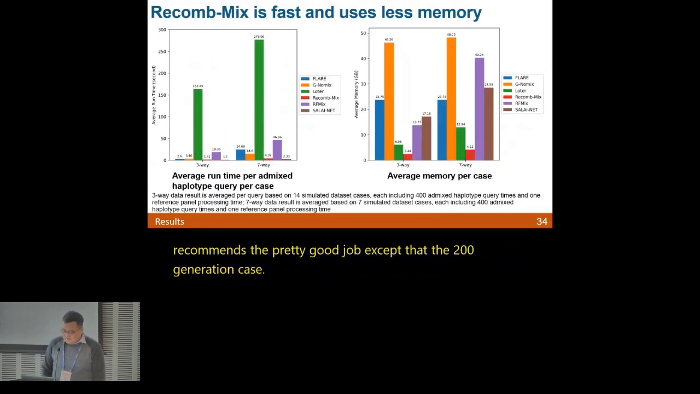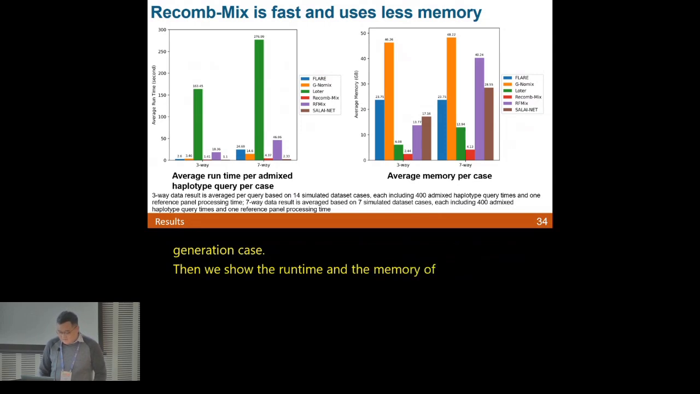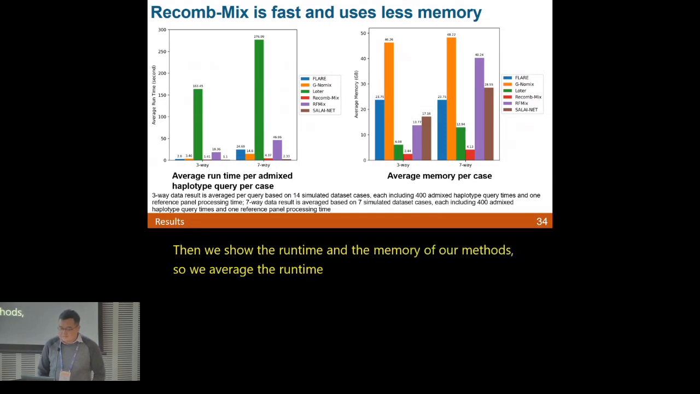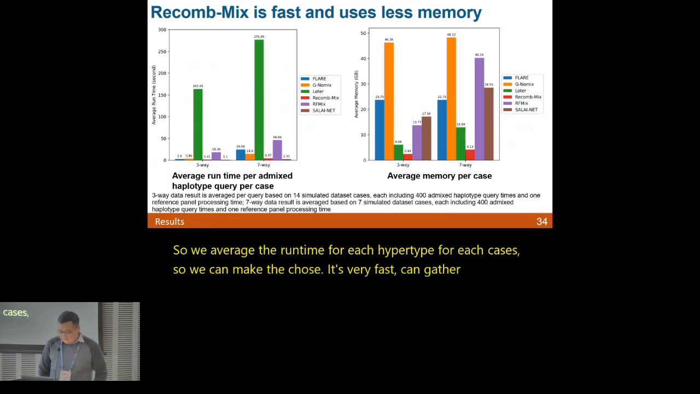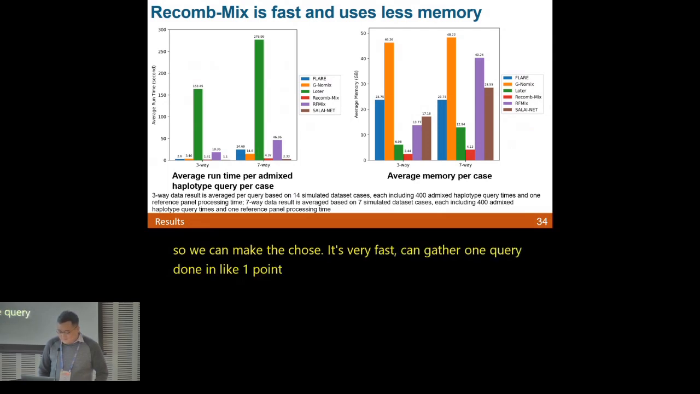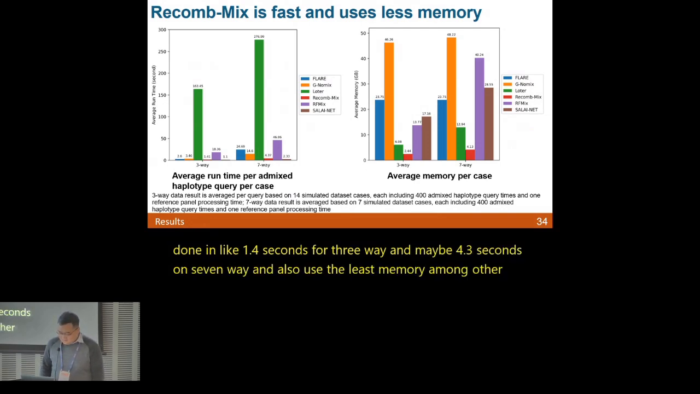Then we show the runtime and the memory of our method. We averaged the runtime for each haplotype query per case. Recomb-Mix is very fast, getting one query done in about 1.4 seconds for three-way and maybe 4.3 seconds for seven-way, and it also uses the least memory among all the methods.